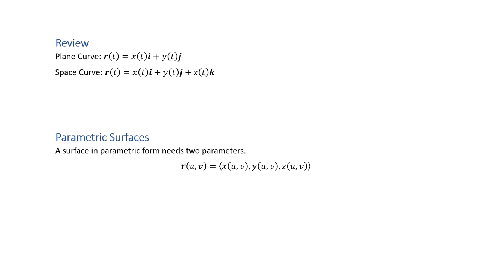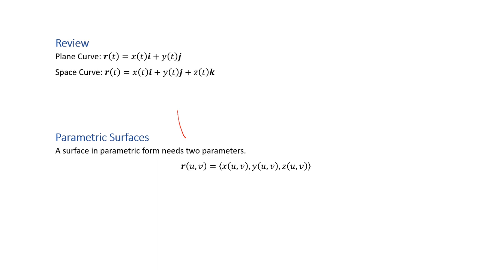As a quick review, on the top of the screen, I have jotted down how we write a plane curve or a space curve in parametric form. A plane curve is just in 2 dimensions, a space curve is in 3 dimensions. Regardless, we need only one parameter, and we can describe its position, its x, y, and z, using our parameter t. When we're talking about a surface as opposed to just a curve or a line, we are going to need to use 2 parameters.